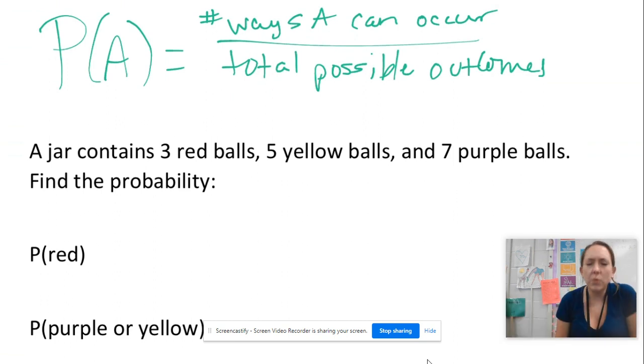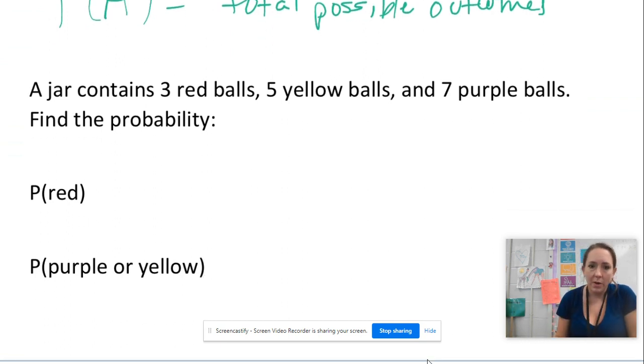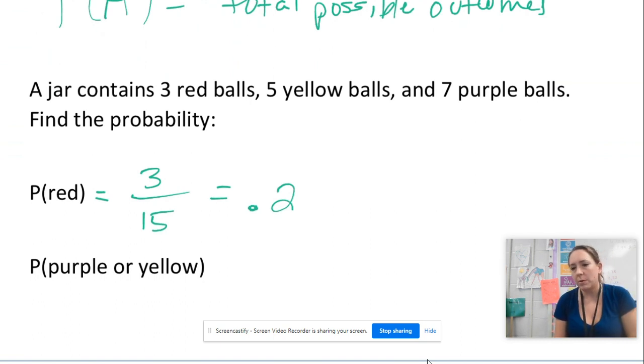A jar contains 3 red balls, 5 yellow balls, and 7 purple balls. Find the probability, I meant to say, you choose one. What's the probability that the one you choose is red? Well, there are 3 red balls and 15 total balls. So that would be 0.2, which is about 20%. If you want to know the percentage, you would multiply by 100, but generally probabilities are written as decimals. Just FYI.